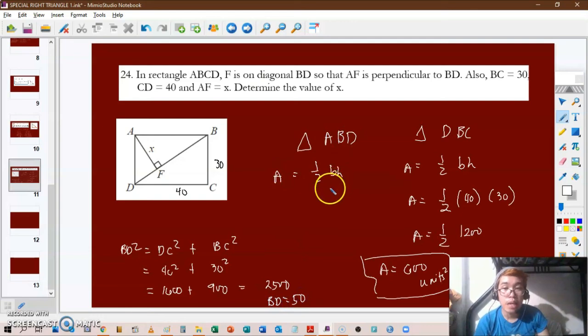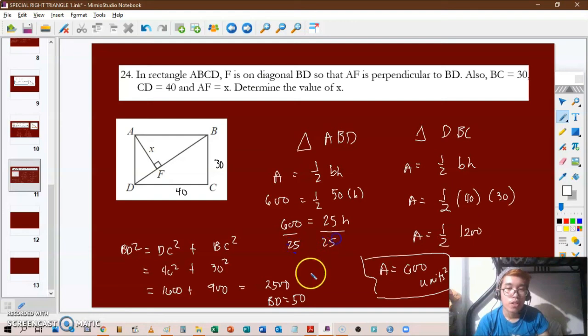Since BD is the base of triangle ADB, we can write here 50. We just have to solve for the height. We know also that the area of ADB is equal to 600. Therefore we can solve for the value of H. So we have 600 is equal to 25H. If we divide both sides by 25, the height is equal to 24. 24 units. And therefore the value of X is equal to 24 units as well.